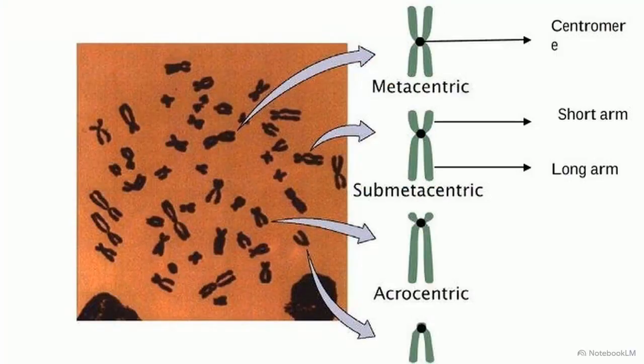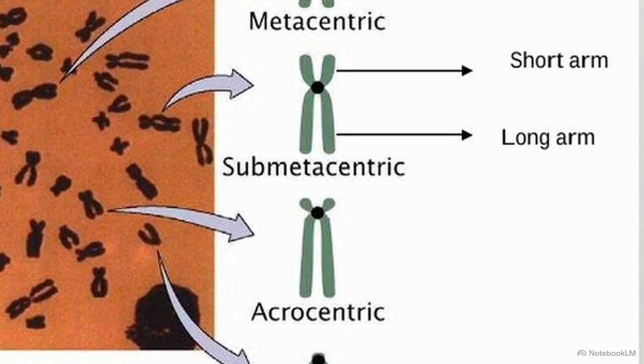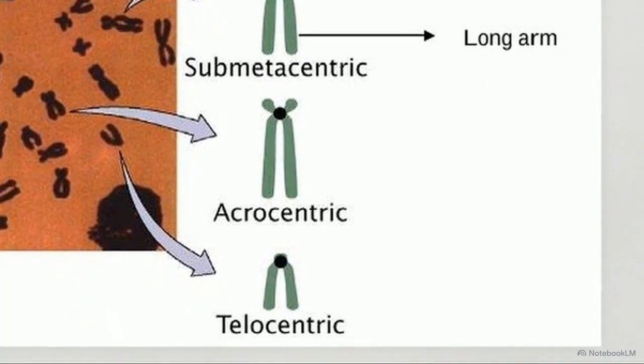This diagram categorizes 4 chromosome types by centromere position. Metacentric has a central centromere, making a V shape. Submetacentric is slightly off-center, forming an L shape. Acrocentric is near the end, creating a J shape. Telocentric is at the tip, appearing as an I shape.